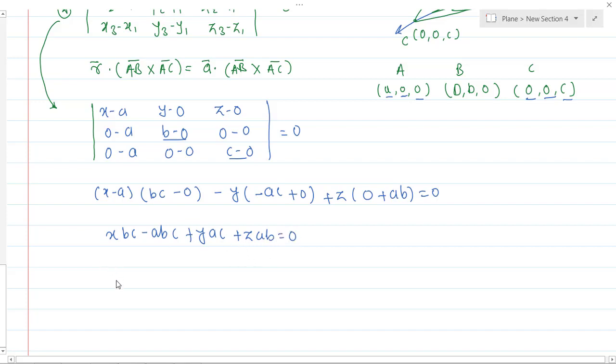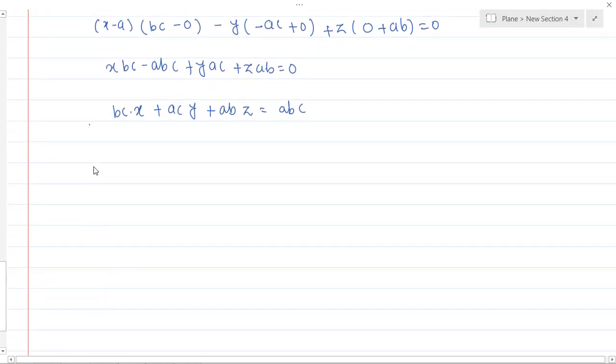Let's write in a standard form. So it's bc into x plus ac into y plus ab into z, it is equal to abc. Okay, and if I write this in the vector form, what I can get is r bar dot bc i plus ac j plus ab k, it is equal to abc.